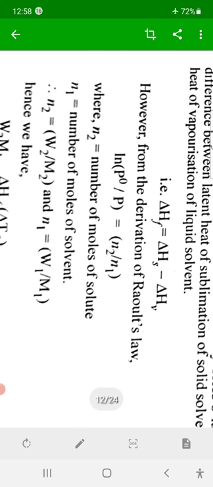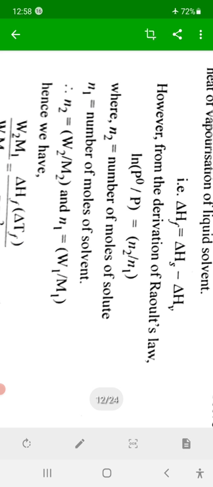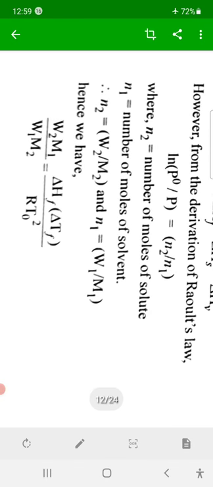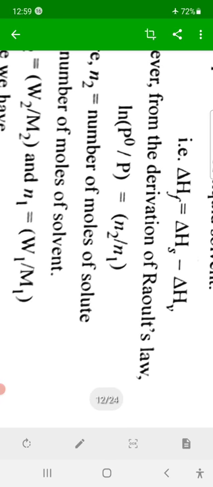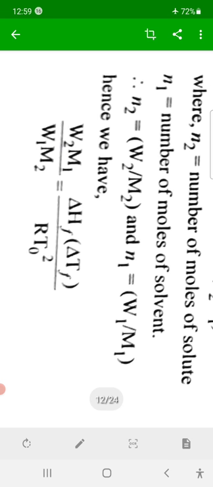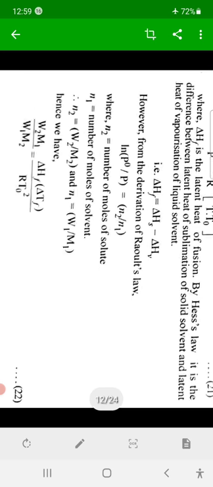Then as per Raoult's law, ln P0 upon P is equal to N2 upon N1. And as per the previous article, N2 is equal to W2 upon M2, and N1 is nothing but W1 upon M1. That is the number of moles of solute and number of moles of solvent. Then ln P0 upon P is nothing but N2 upon N1, and N2 upon N1 is nothing but W2 M1 upon W1 M2. Substitute in the above equation.